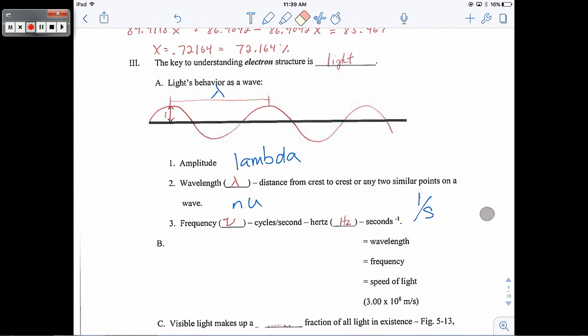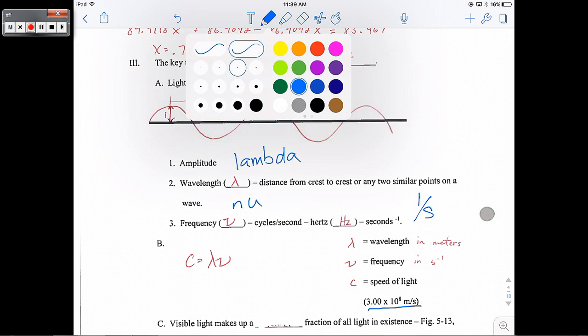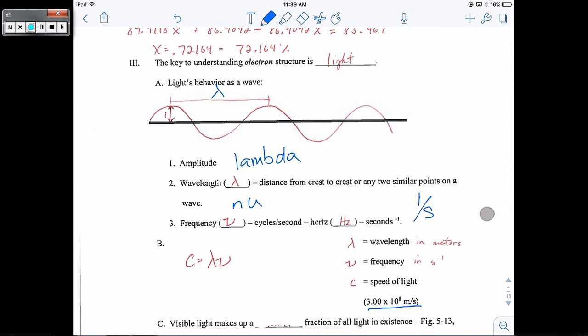So we end up with lambda, which is wavelength, nu, which is frequency. Wavelength is usually measured in meters or nanometers. Frequency is measured in hertz or per second, and c is the speed of light, which is constant for any light waves. That means visible light and light that is invisible to us. Now these 3 things are related by this equation. You can see that c is constant. That means that if the wavelength increases, in order to keep c constant, the frequency must decrease. So wavelength and frequency are inversely related to each other.